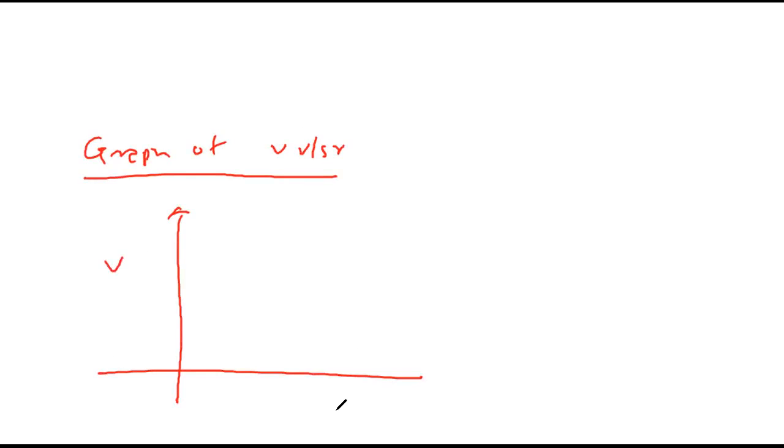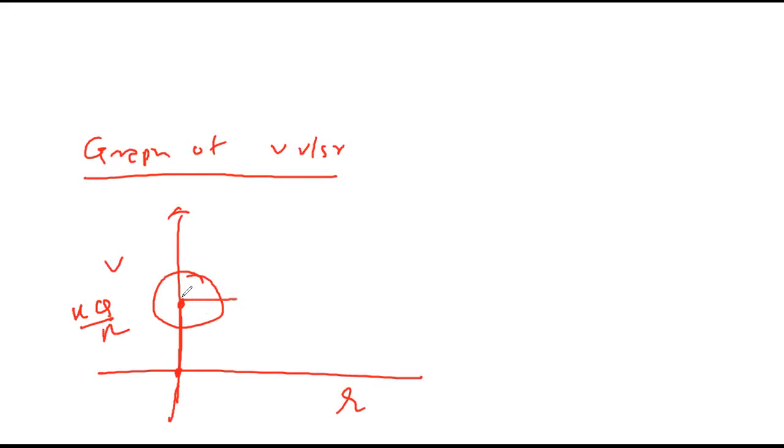Graph of V versus distance. What is the meaning of this origin? Where is the point? At the center. Very good. So if the point is on the center, what is the potential here? kq by R.